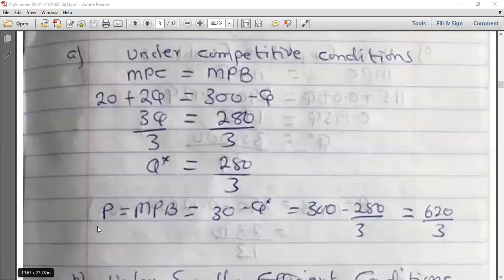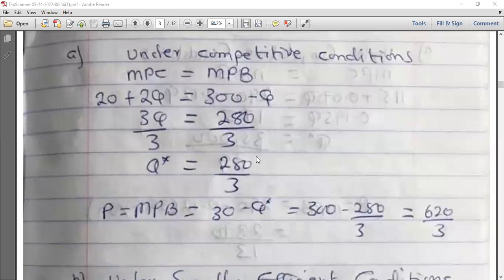And then the price, if you want to find the price that will be charged, the price is equal to the marginal private benefits. So the quantity that you get here, you insert it into the marginal private benefit. So it was 300 minus Q. So 300 minus the Q star. So we have 300 minus, just put your Q here, and then you just simplify it. Okay. So this is going to be the price that is going to be charged under competitive conditions.